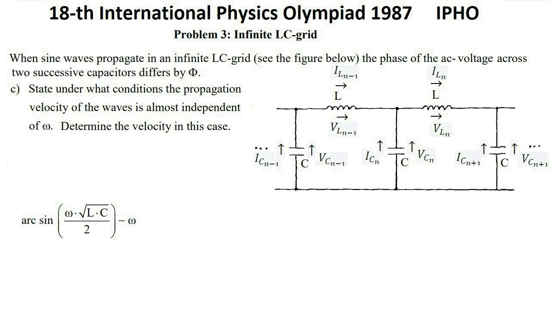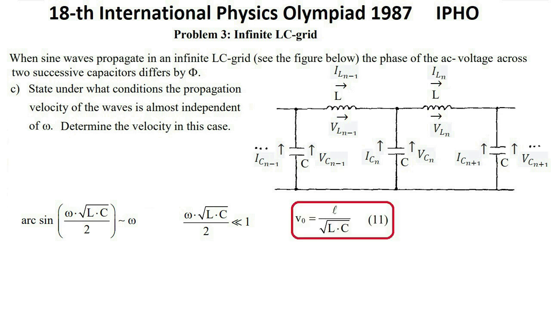Almost independent of omega means that this arcsine must be proportional to omega, since the speed v is constant in that case. This is true only for small values of omega. That means omega multiplied by the square root of LC, divided by 2, is much less than 1, and therefore V0 equals L over the square root of LC. Expression 11. That was the solution for question C.